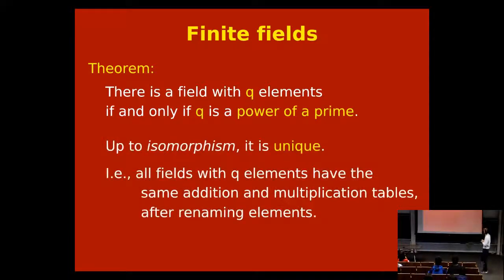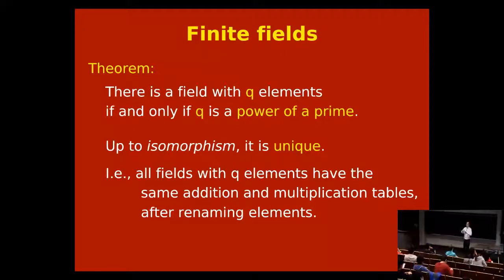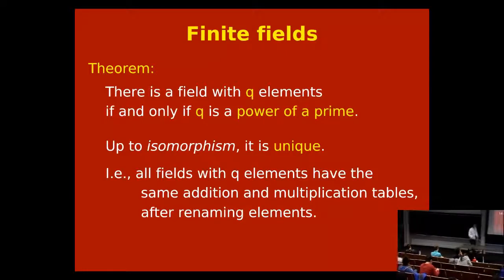And actually, interestingly, for every number q, if it is a power of a prime, there's basically only one field that has that number of elements. What do we mean by that? It means that if you have 2 different fields that have that number of elements, they're really the same thing if you just rename the elements. In other words, there's a way to rename the elements so that the addition and multiplication tables are the same. So up to how you name the elements, whenever q is a power of a prime, there is a field of that size, and it's unique.